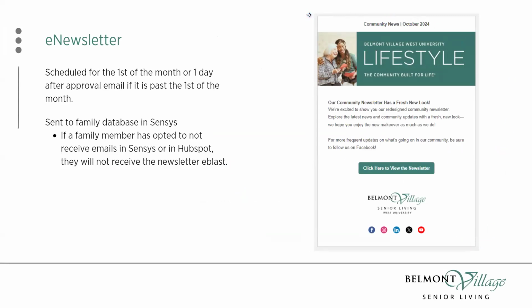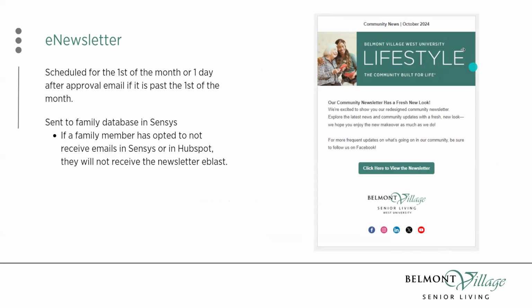So once again, we try and schedule it for the 1st of the month, or at least a day after you receive the approval email. So if for some reason the approval email comes through on the 3rd of the month, we'll try and schedule it by the 4th. Just so you know, the e-newsletters are sent to the family database in Census. It does not go out to anybody else. It does not go out to the leads. It does not go to the professionals. It only goes out to the families.